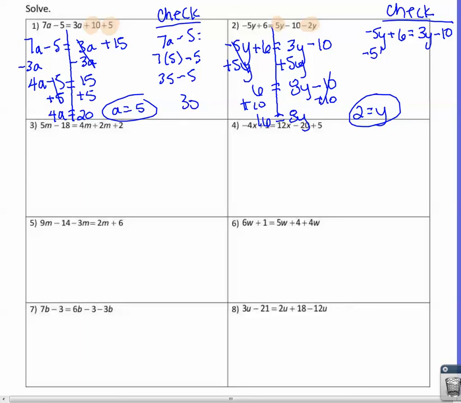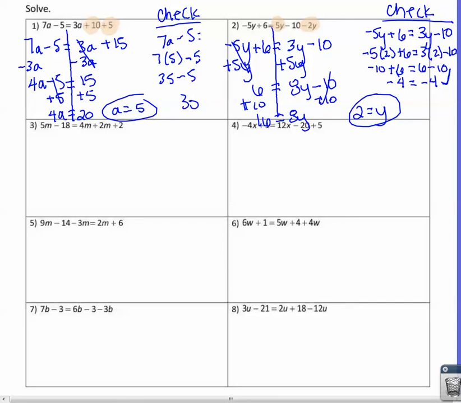So negative 5 times 2 plus 6, 3 times 2 minus 10. So negative 10 plus 6 is negative 4. 6 minus 10 is negative 4. So because your check step worked out correct, you know your answer is correct.